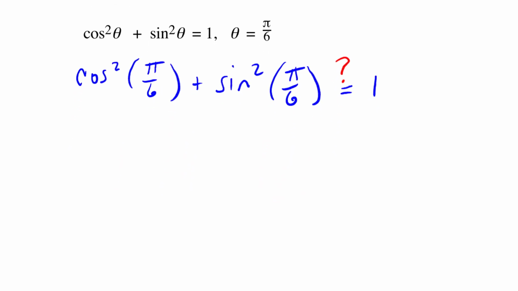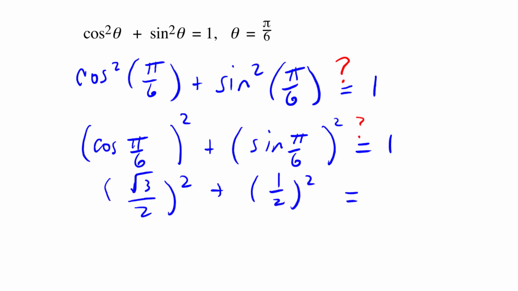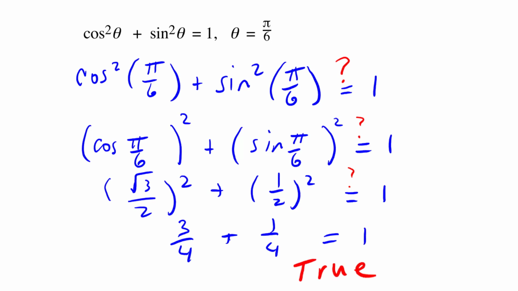I sure hope so. Of course, cosine squared of something means really cosine of that value, quantity squared. And the same is true for sine. So sine of pi over 6 quantity squared. Then we evaluate what's inside. Cosine of pi over 6 is square root of 3 over 2, and it's being squared. And then sine of pi over 6 is 1/2, and it's being squared. And when we square these fractions, we get 3/4 plus 1/4. That's 4/4. Of course, that equals 1. So that is a true statement. And that's how identities are. They are true for any value we pick for theta.